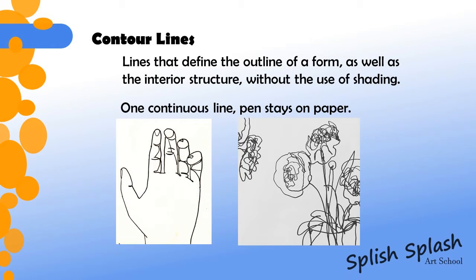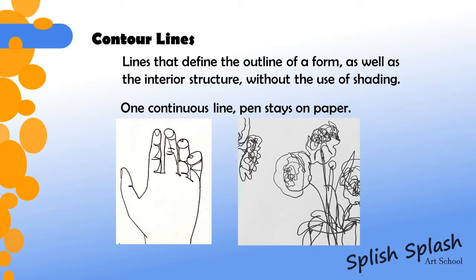Welcome to Lesson 2 in Mark Making Lines, Contour Lines, Gestures, and Perspective class. Today's lesson is all about contour lines. Contour lines are lines that define the outline of a form as well as the interior structures without the use of shading. Here are two examples of contour lines.